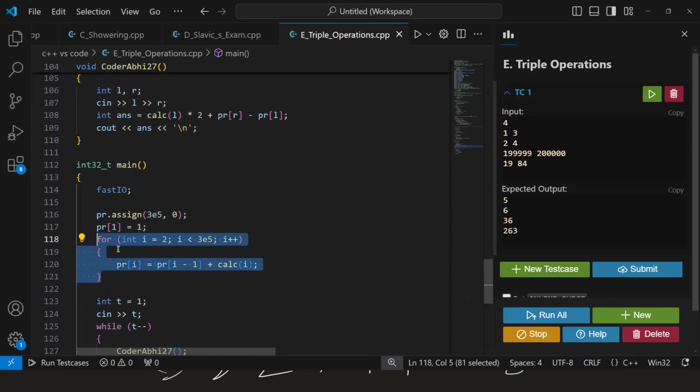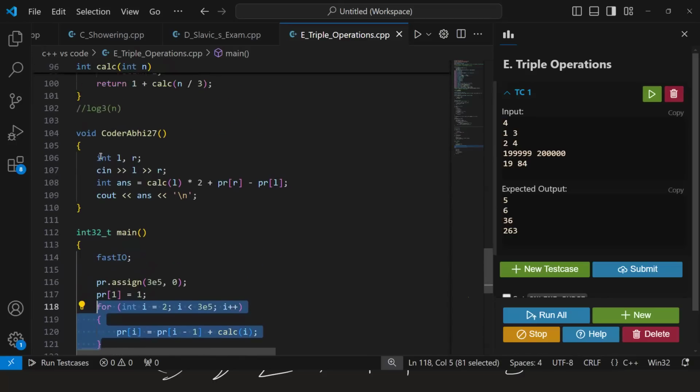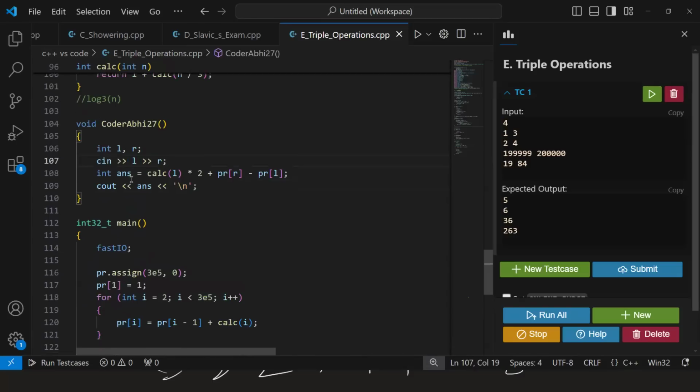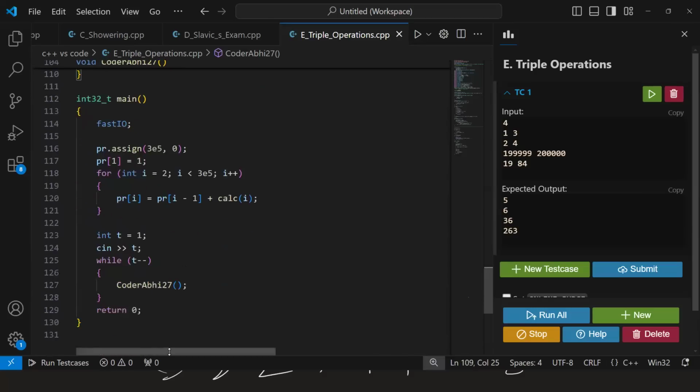So we have pre-computed this. Now for every test case, we have taken L and R as an input, and the final answer, as I wrote in the formula, is the calc of L multiplied by 2 plus prefix R minus prefix L. As I had written in the explanation, just print that. Okay. So I hope this problem is clear now.